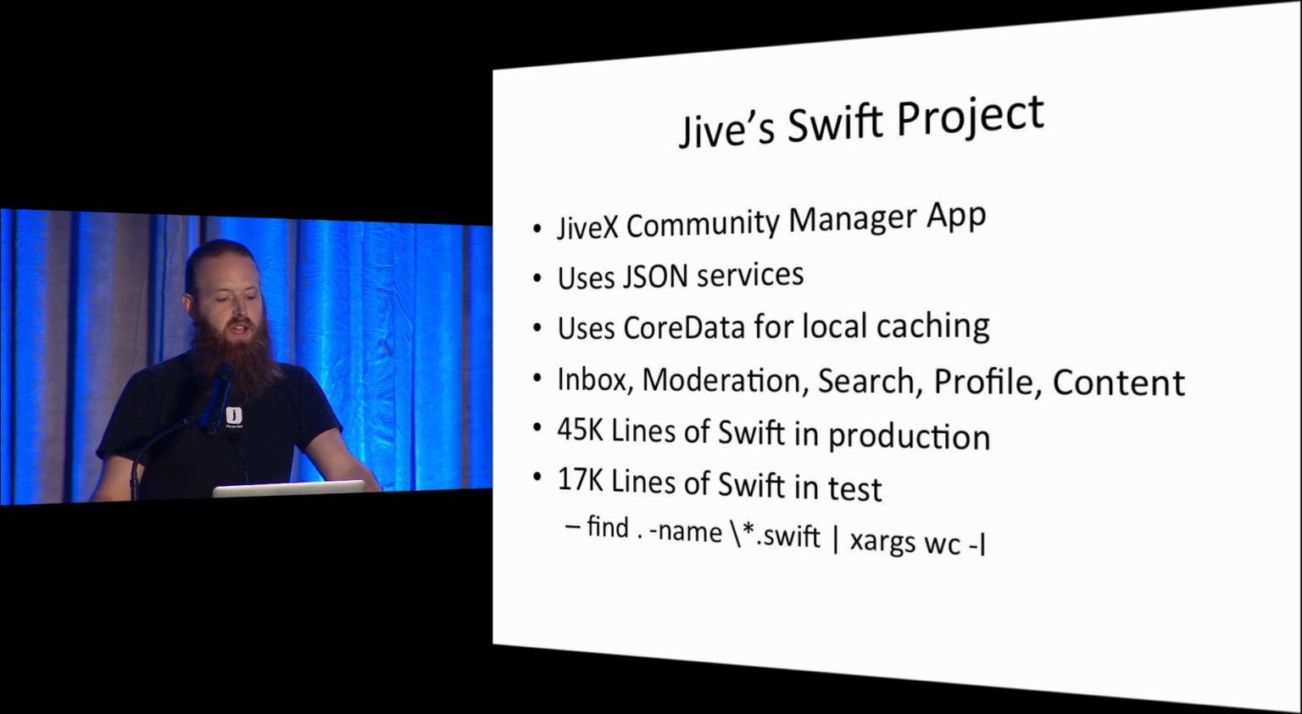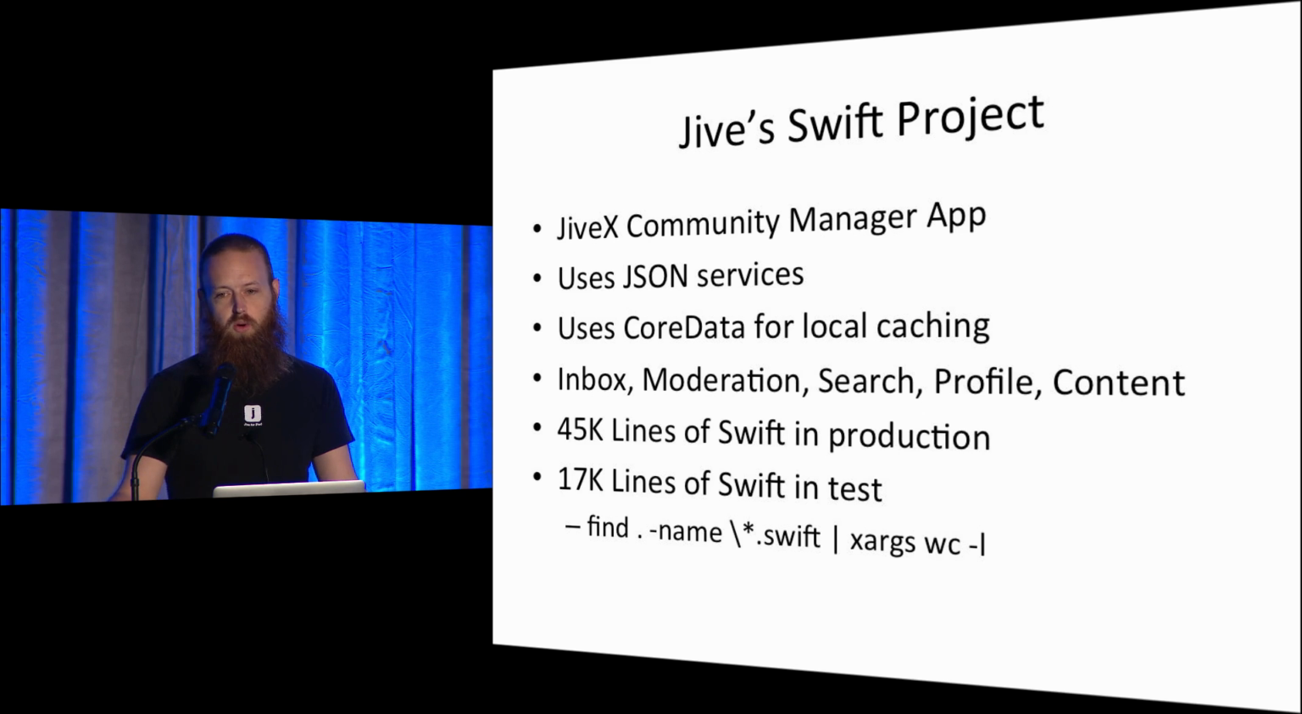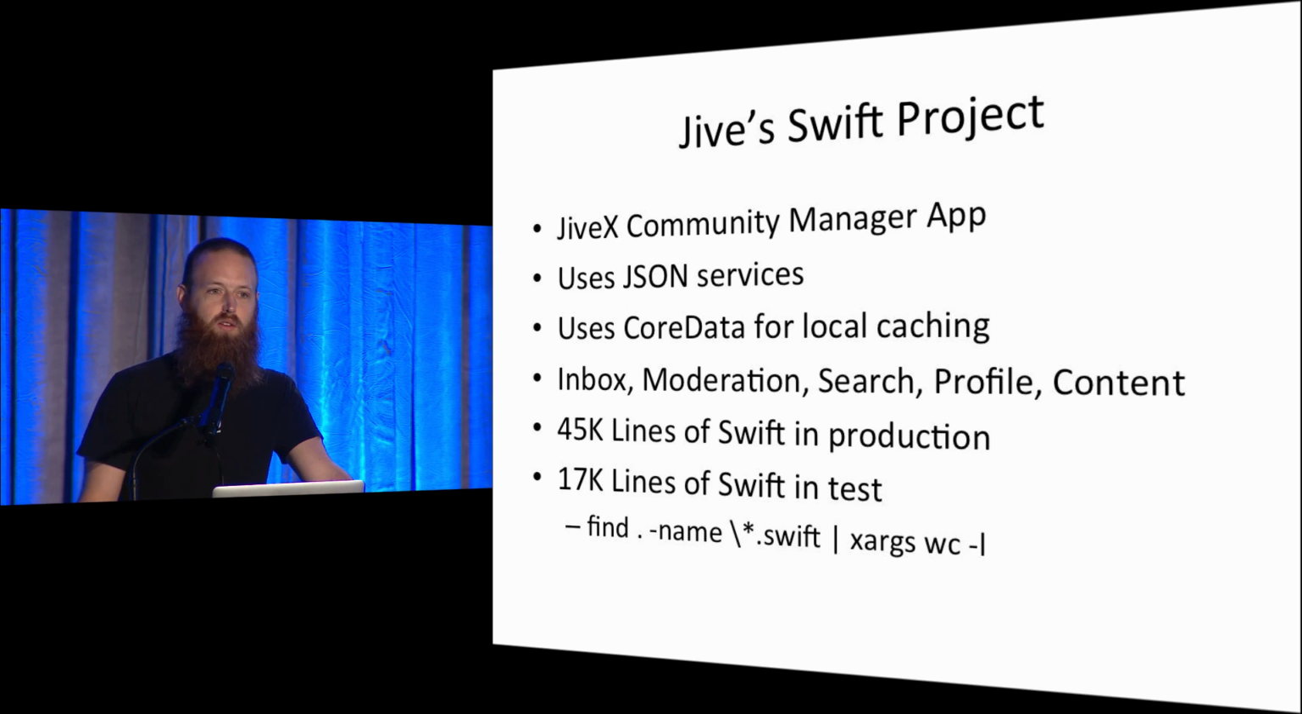So Jive's Swift project is our JiveX Community Manager app. JiveX is a user forum generally for customer support, so a lot of Fortune 1000 companies use this. When users post things on user forums, occasionally they post things that are objectionable or spam, and you have a community manager whose job it is to receive these notifications and moderate them. So our app receives push notifications from the Jive server and then displays them. The user can moderate them, yes or no, and there's a few other integration points that allow the community manager to interact directly with the community on their mobile device.